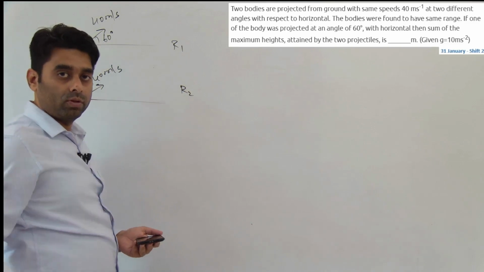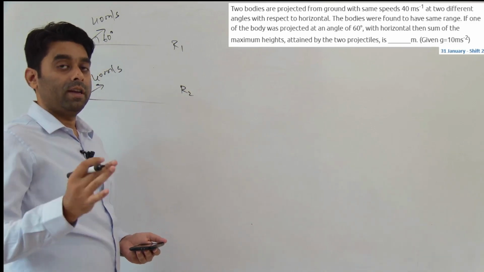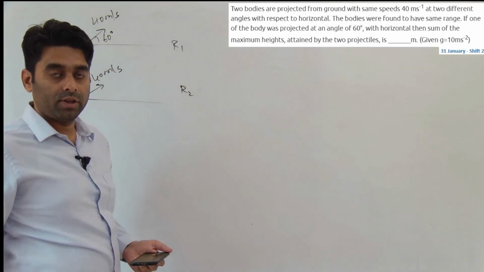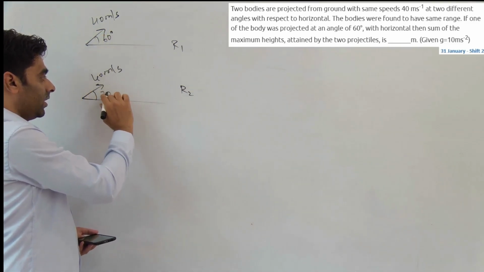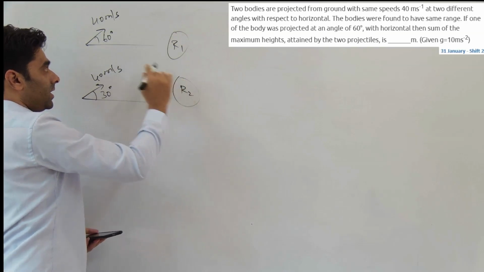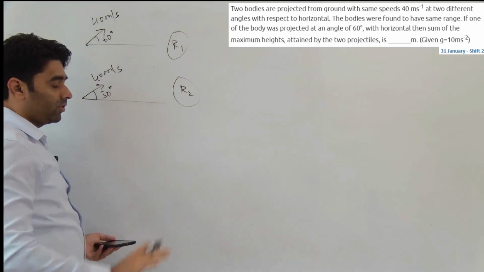This is something that 2 or 3 times in the discussion it has come. Whenever range is same, that means angle of projection is complementary. So if this is 60, this must be 90 minus 60, that is 30 degree. From this, if range is same, we got this idea that angle of projection for second one will be 30 degree.